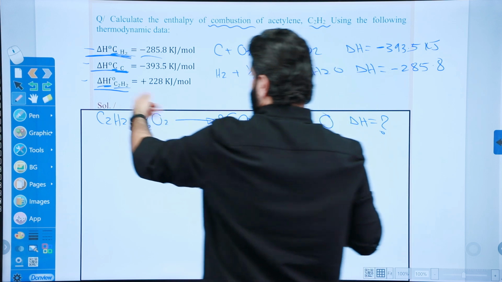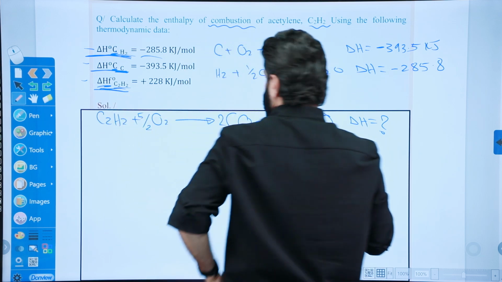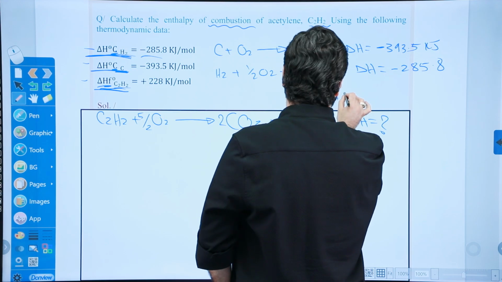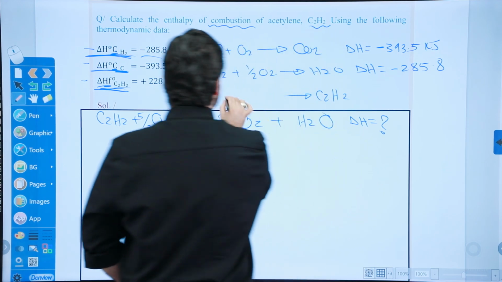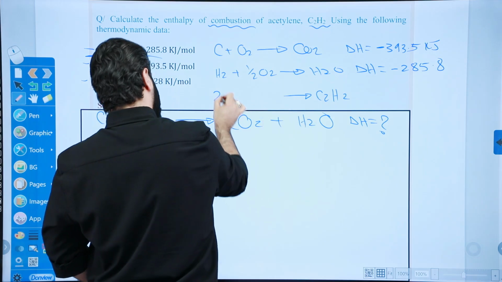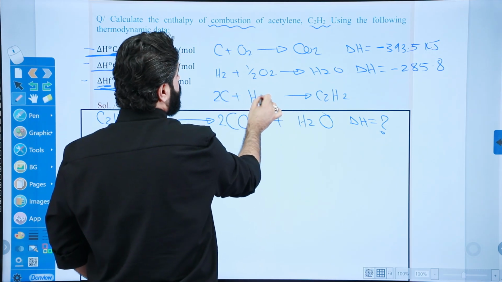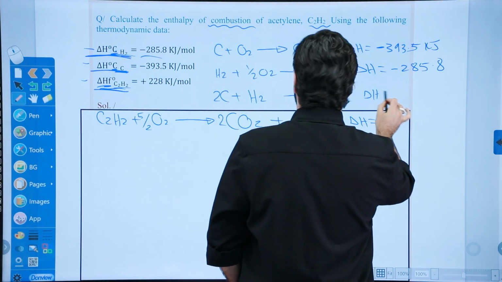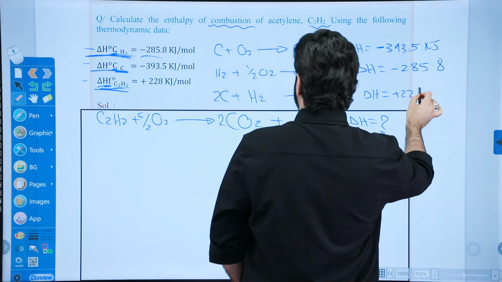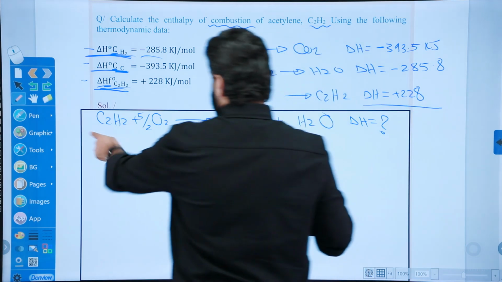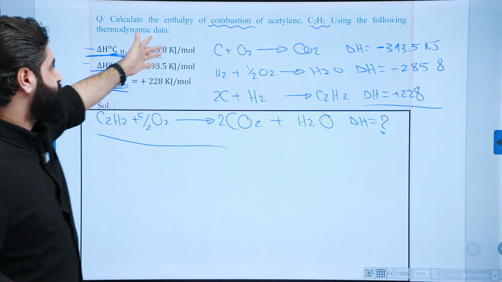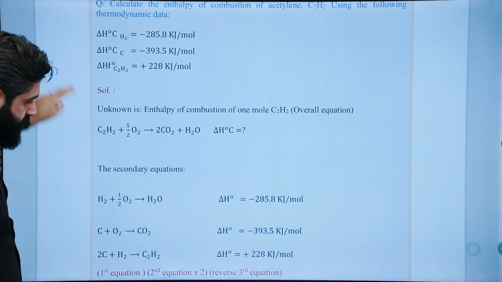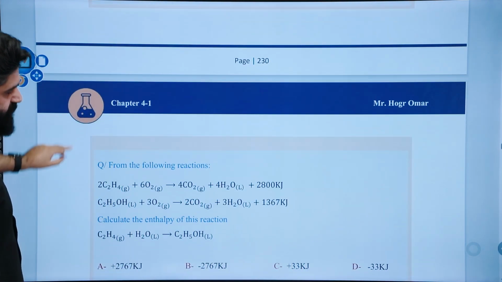285.8. Okay, and then formation of C2H2. C2H2 must be written at the product side, produced from the combination of two carbon atoms and a molecule of hydrogen gas, along with the value of delta H, which is positive 228. Then, use this equation to manipulate the following reactions to get the final value. That's all. Okay, will be the last question.